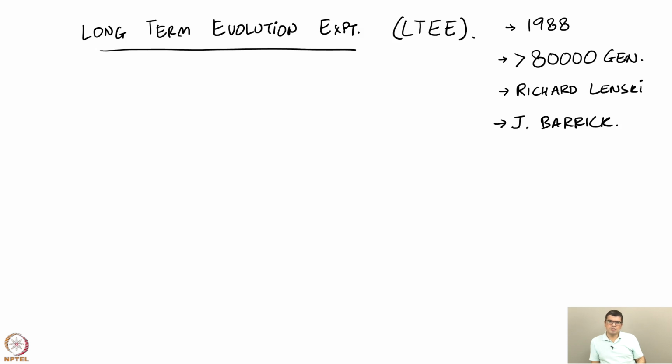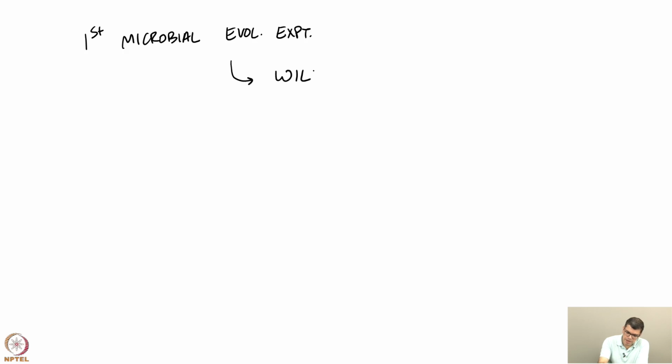So, while this is an experiment that was started roughly 35 years ago, the first microbial evolution experiment was done almost 100 years before Lenski started this particular experiment. In that experiment, so this is the first microbial evolution experiment, this was started by somebody called William Dallinger.